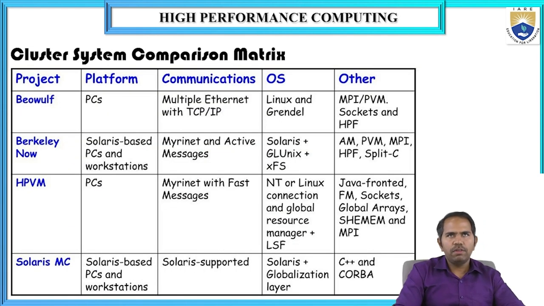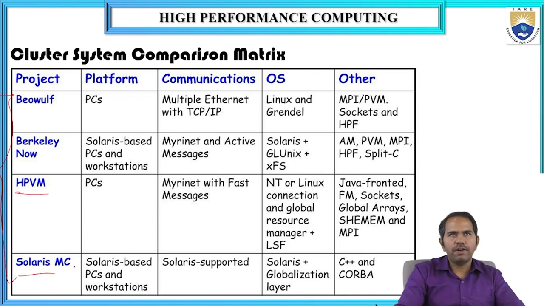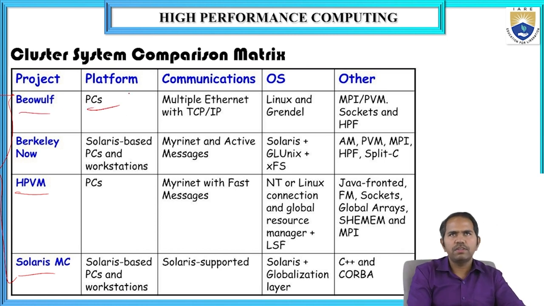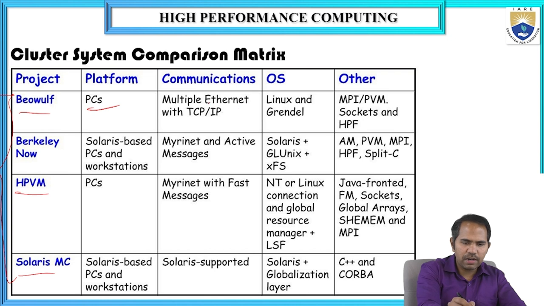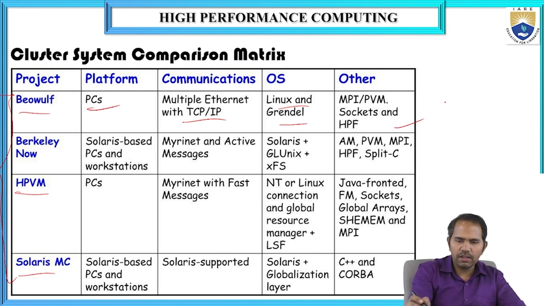Now this is a table, the cluster system comparison matrix. Here the project names are Beowulf, Berkeley NOW, High Performance Virtual Machines, and Solaris MC. These are all the different project names. Beowulf uses personal computers as the platform, with communication through multiple Ethernet using TCP/IP. The operating systems are Linux and Grendel. Other things that can be used with Beowulf are MPI, parallel virtual machine, sockets, and HPF.